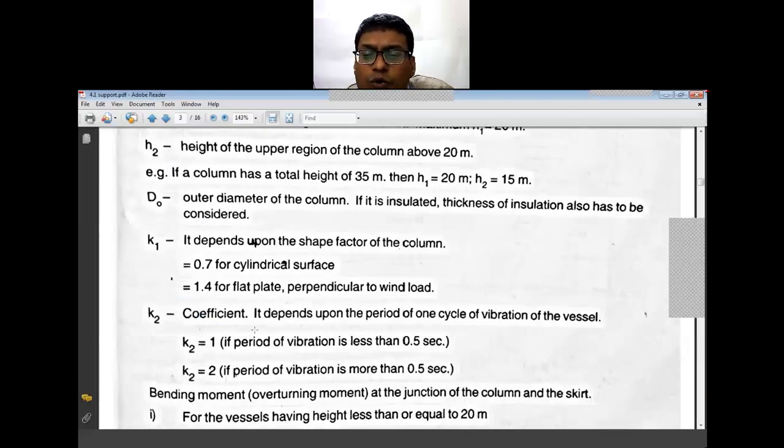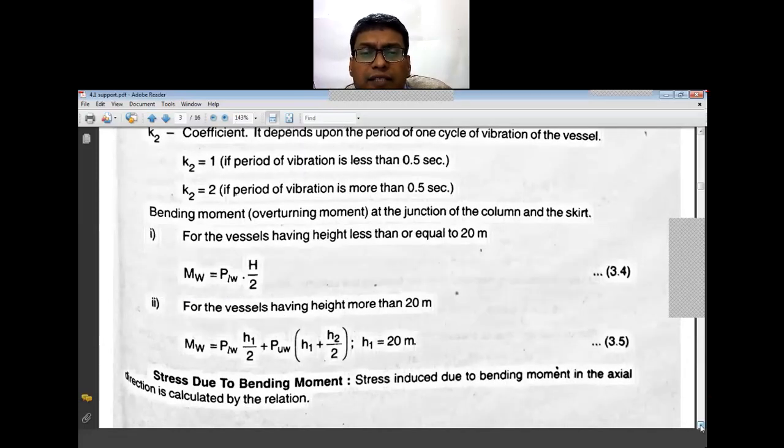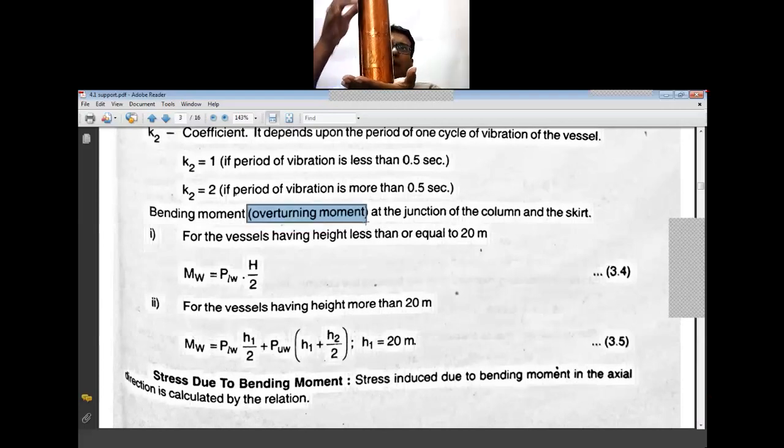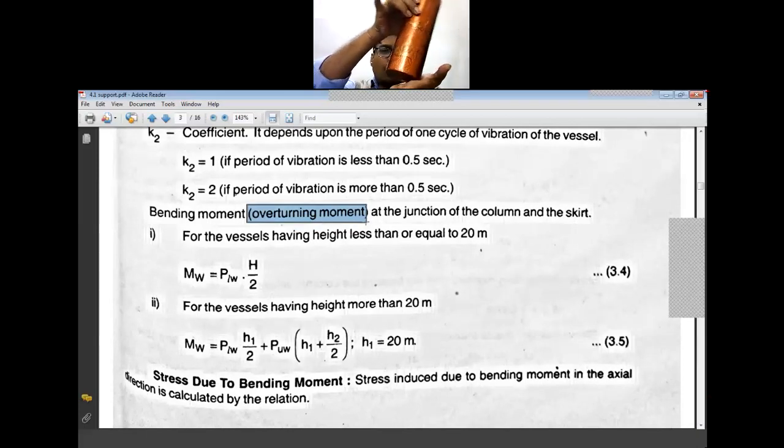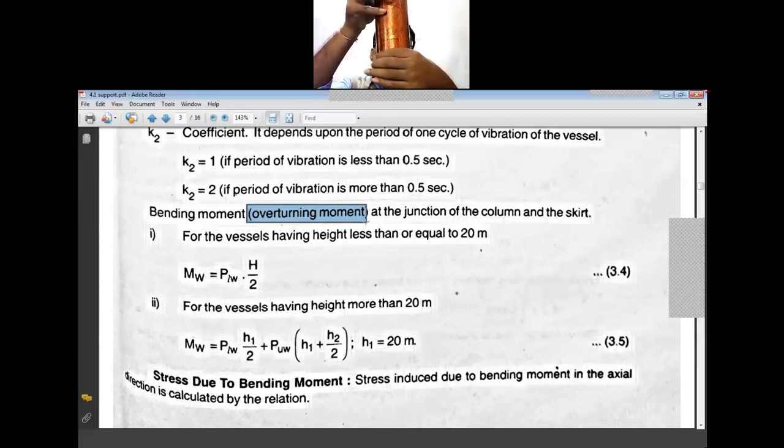Then we have to calculate the bending moment. So bending moment is nothing but the overturning moment in this case. As I am applying the force, it will get overturned. It is getting overturned from here, so the bending moment is the overturning moment at the junction of the column and the skirt. At the junction of the column and the skirt, the overturning will happen.